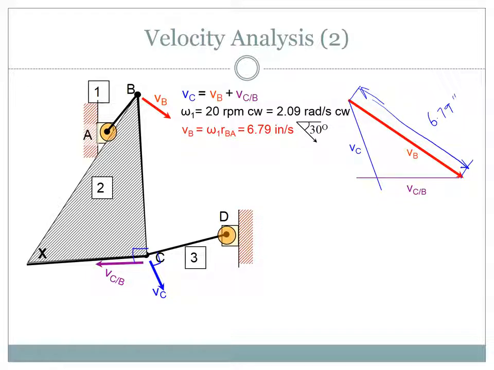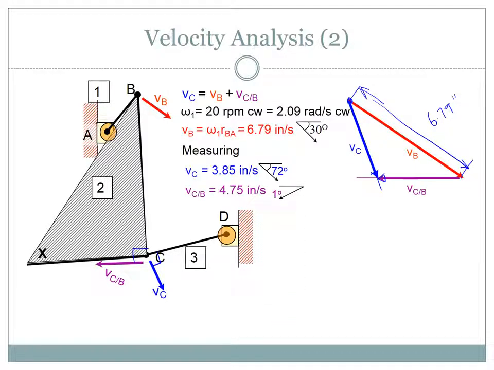So we know that this is of course the original position. VC will be in this direction. VCB will be in this direction. So by measurement, we need to measure the angle here, of course. What is the angle here? And what is the angle here? In this case, VC is equal to 3.85 inch per second at 72 degrees to horizontal, and VCB is equal to 4.75 inch per second at 1 degree to horizontal.